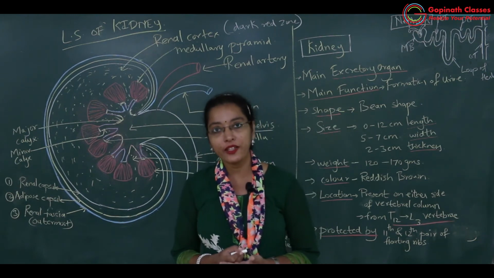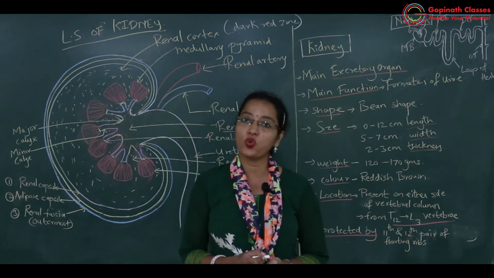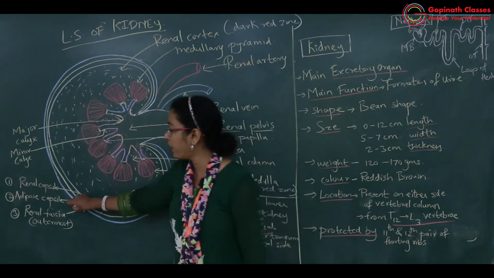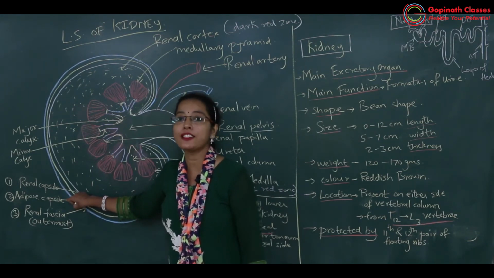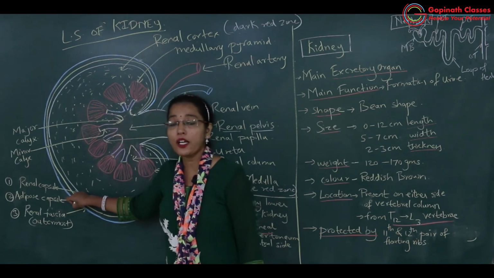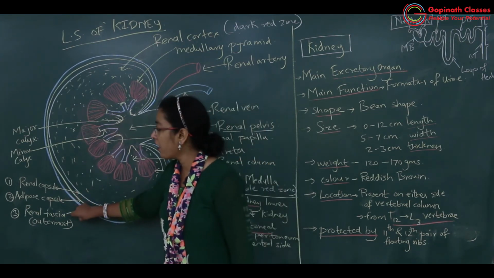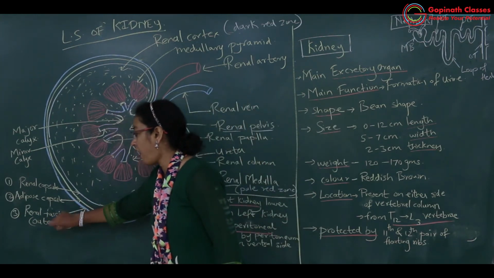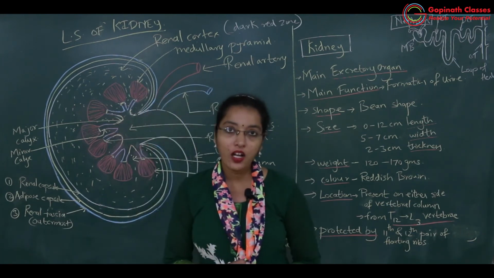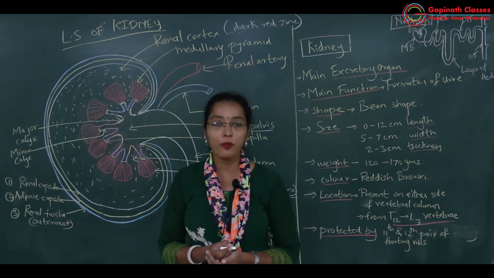Adipose tissue, all of you know very well. What is adipose tissue? Adipose tissue consists of adipocytes which will store the fats. So for protection purpose, this adipose capsule is present, which will act as a shock absorber, and it will prevent mechanical injury to the kidney. Okay, then the outermost part of the kidney is the renal fascia. Renal fascia is again a modified fibrous connective tissue, again for protection purpose.